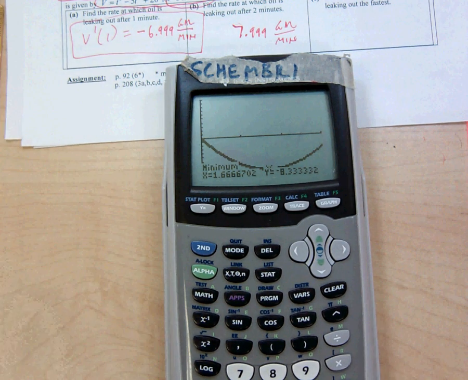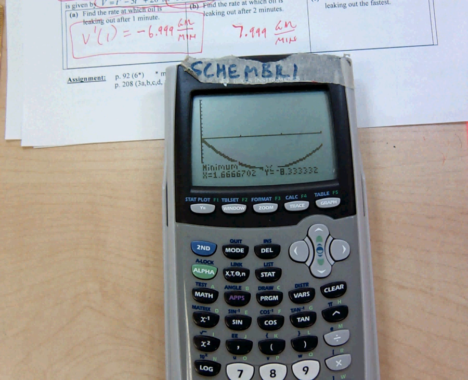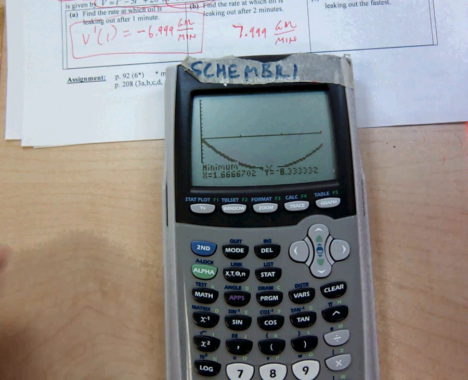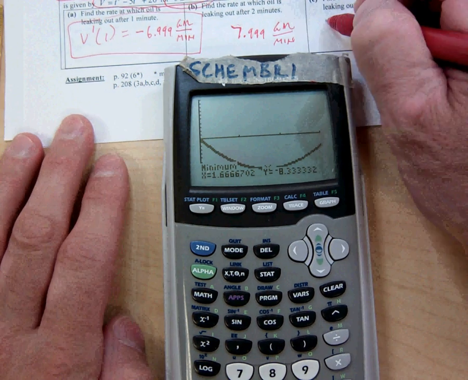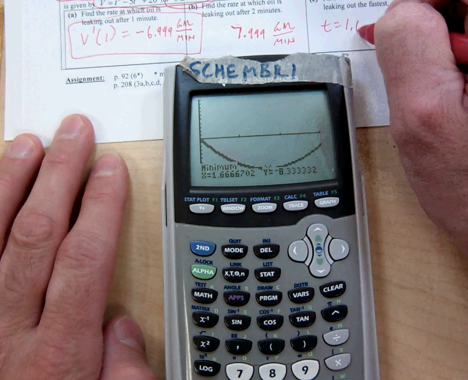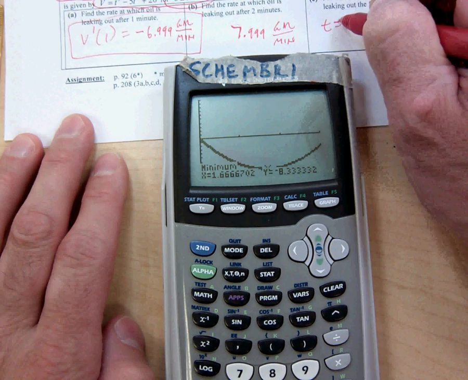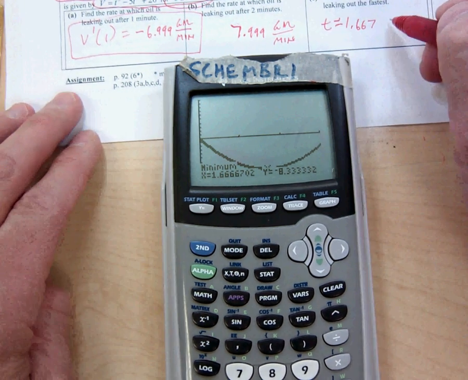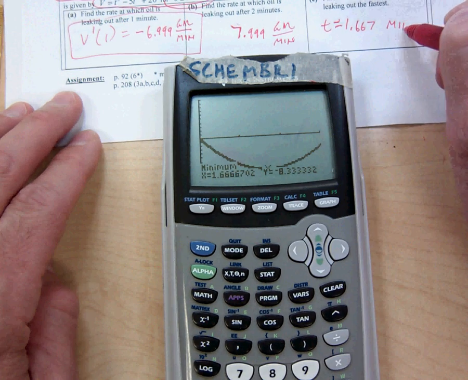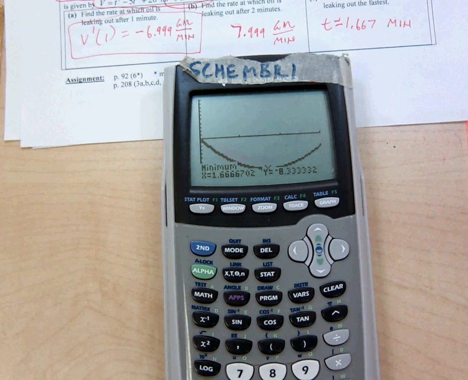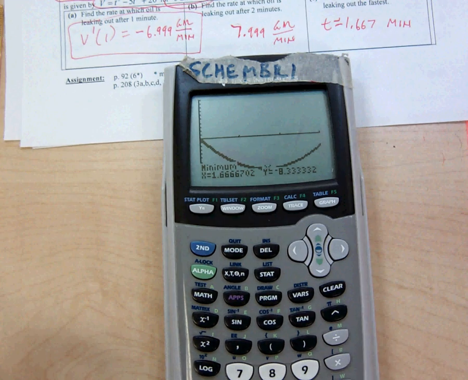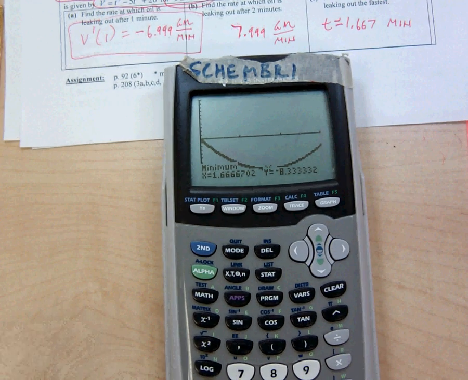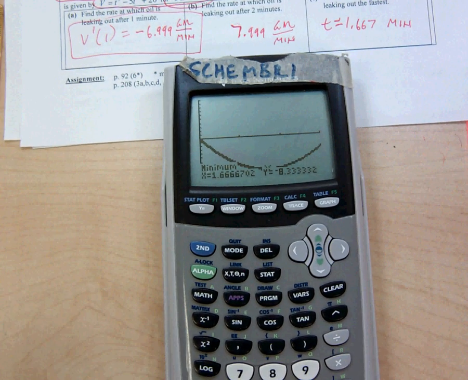You got to be able to interpret that point. What does that point tell you right there? That means the time at which oil is leaking out the fastest is at time equals 1.667 seconds? No, minutes. Sorry, minutes. And by the way, at that time, it's leaking out at a rate of 8.333 gallons per minute.